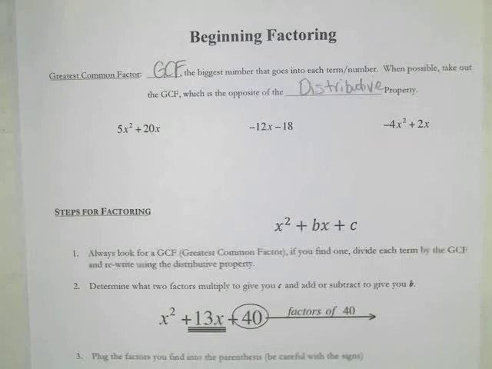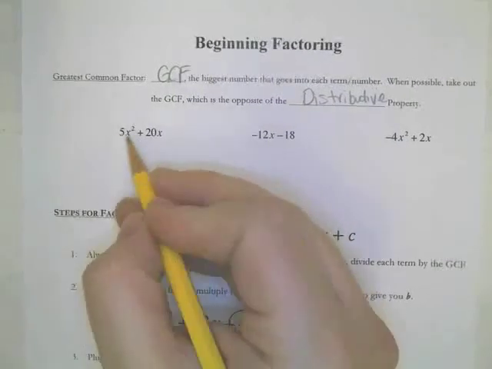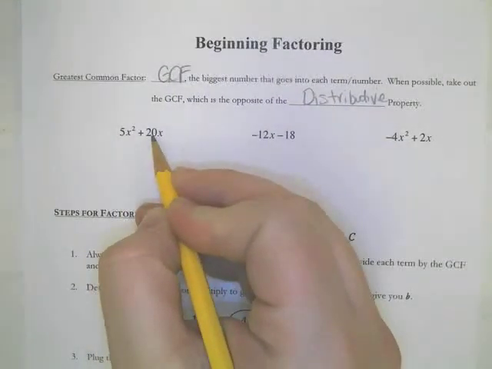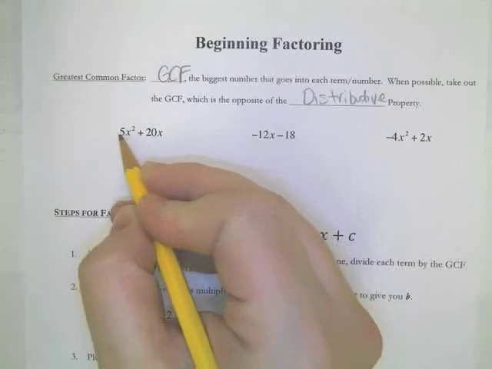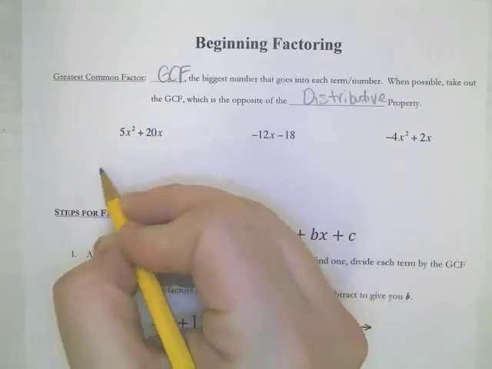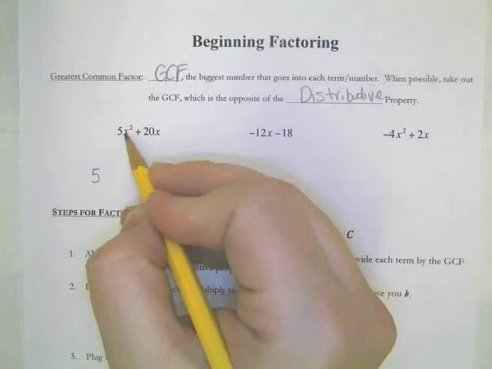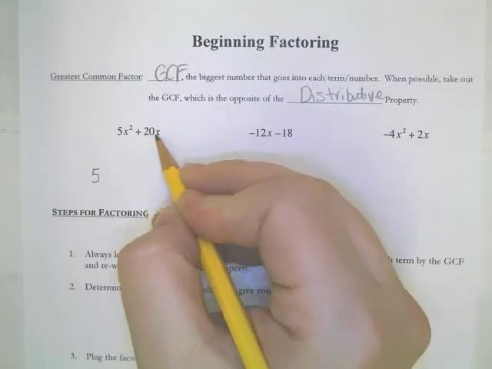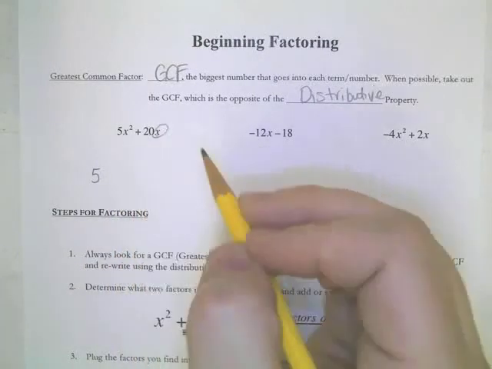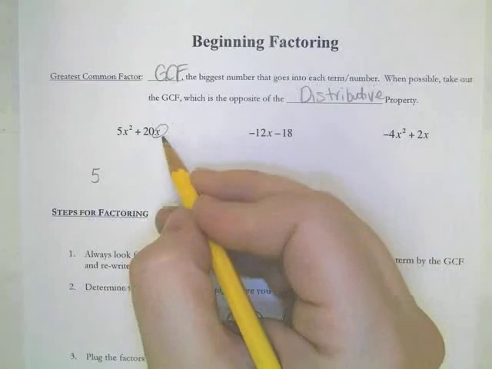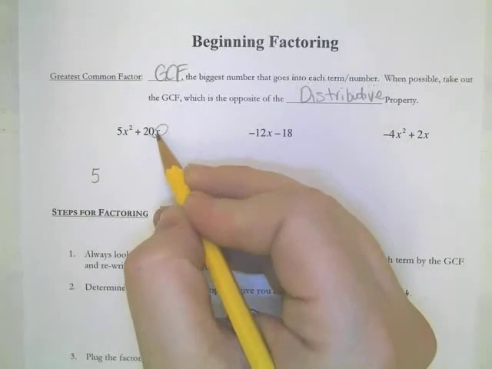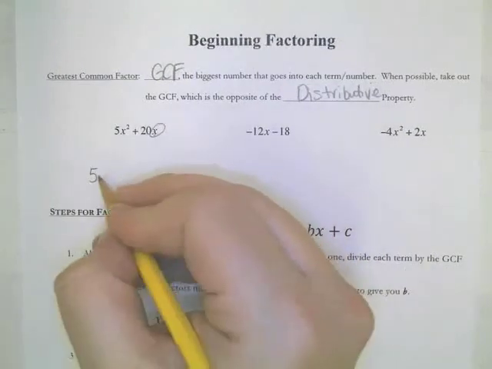Okay, so when I look at this first problem, I have a 5 and a 20. The biggest number that goes into 5 and 20 is 5. The next thing I look at is that I have 2 x's here and 1 x here. I take away 1 x because I have 1 here, and you always take away the minimum amount. So I take an x.